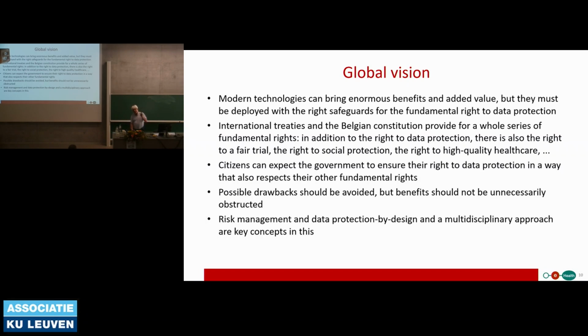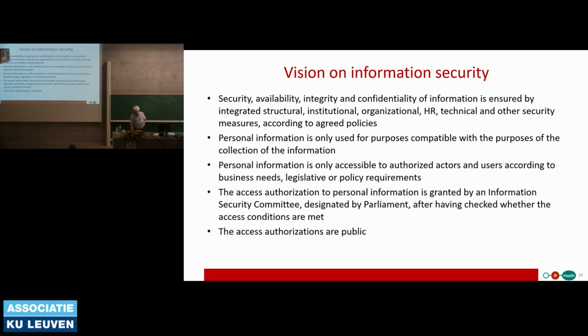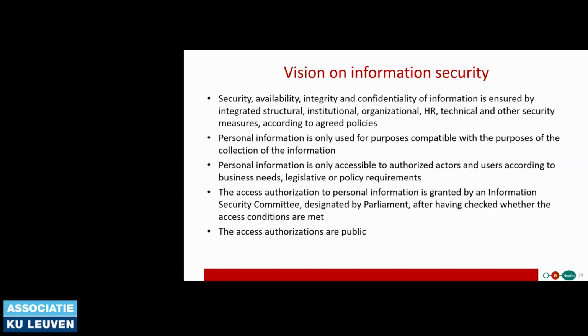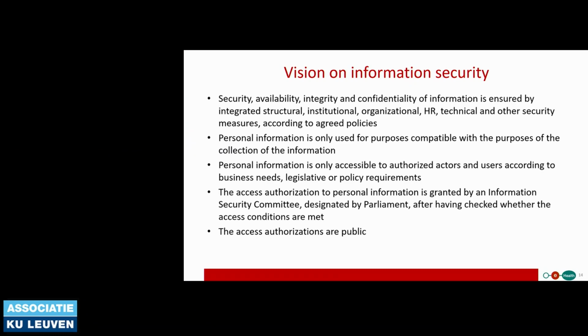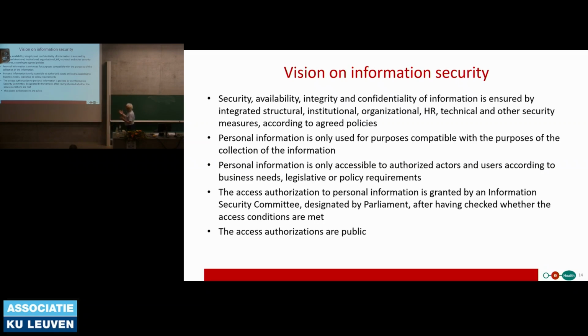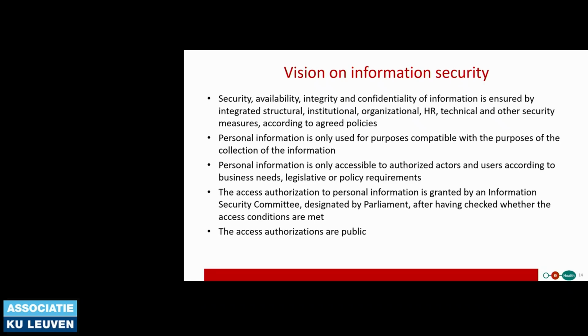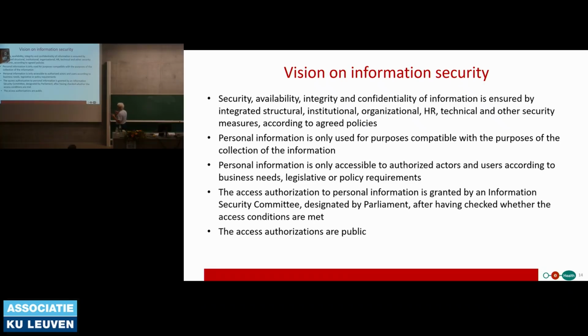I cannot explain everything. You have 80 slides. I will skip some of them. But this is the global vision. I had some use cases of how we do it, but I can come back on it later on. So we have a holistic vision on information security, and some basic principles: security, availability, integrity, confidentiality is ensured by a number of measures: structural, no central data storage, a decentralized way, institutional, organizational, technical, and other measures. We guarantee that data are only used for the purposes for which the citizen has given consent. I will explain how we do it later on. That is only accessible to authorized actors. That's quite innovative.